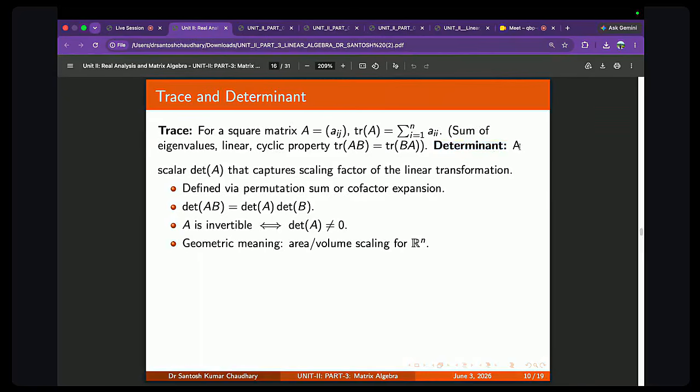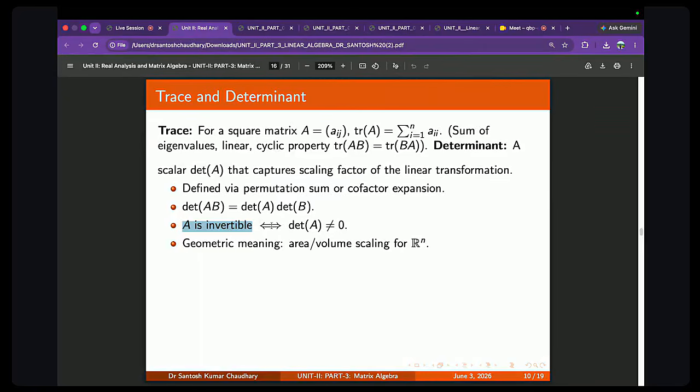The determinant is a number actually, a scalar. Det of A is the short form, and it captures the scaling factor of the linear transformation. It is a unique number associated with every square matrix, and there is a proper way to find it that you know. It is defined via permutation sum or cofactor expansion. Then there is the property: determinant of AB is equal to determinant A into determinant B, where A, B are square matrices of equal order.